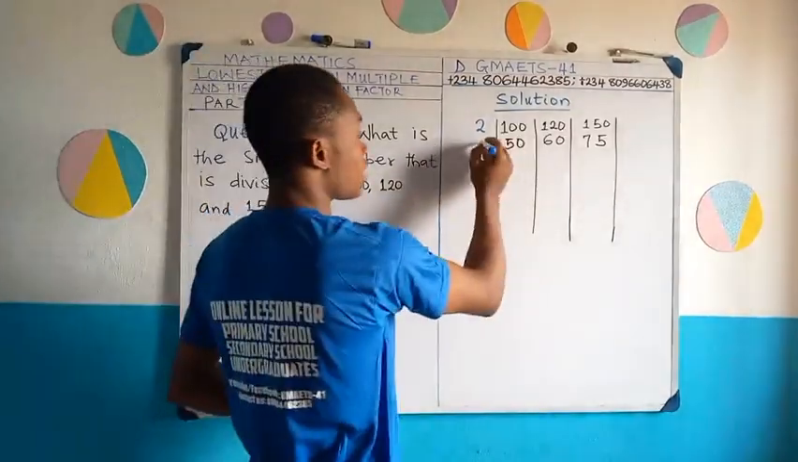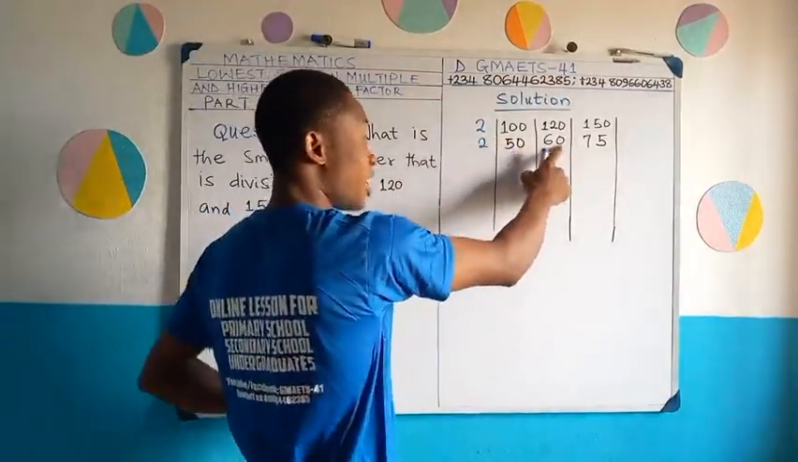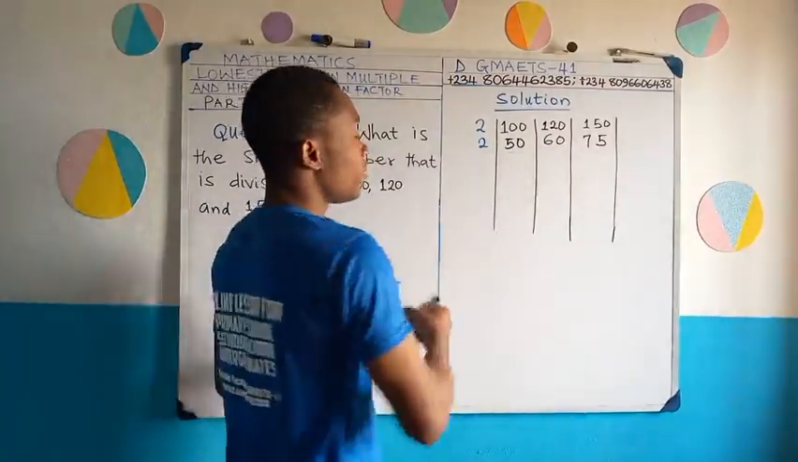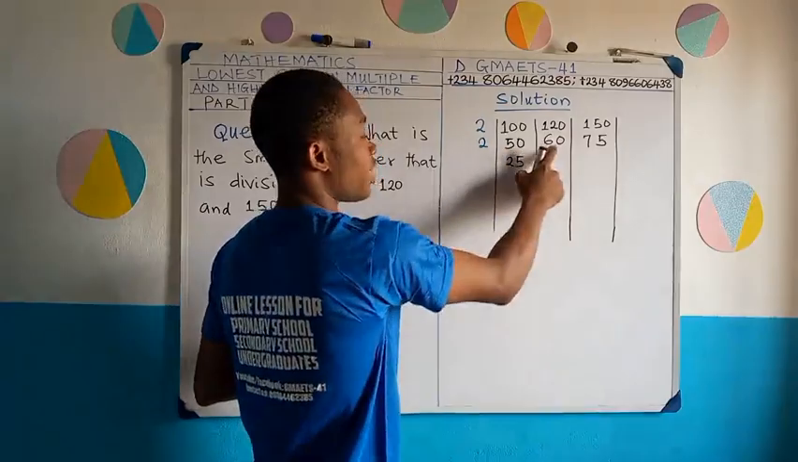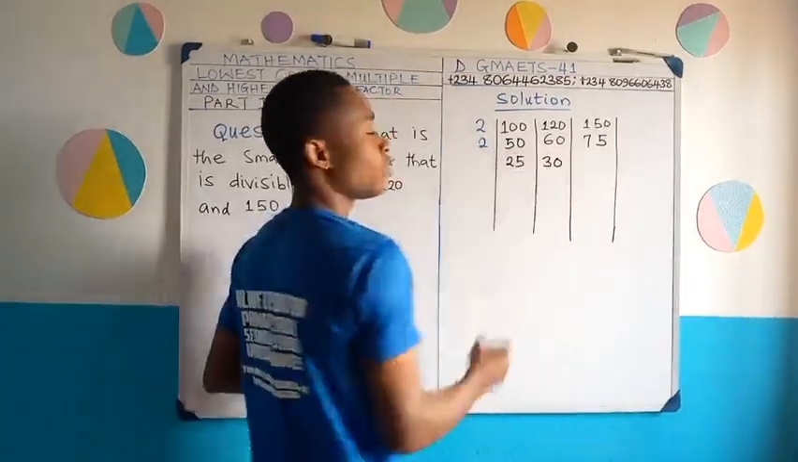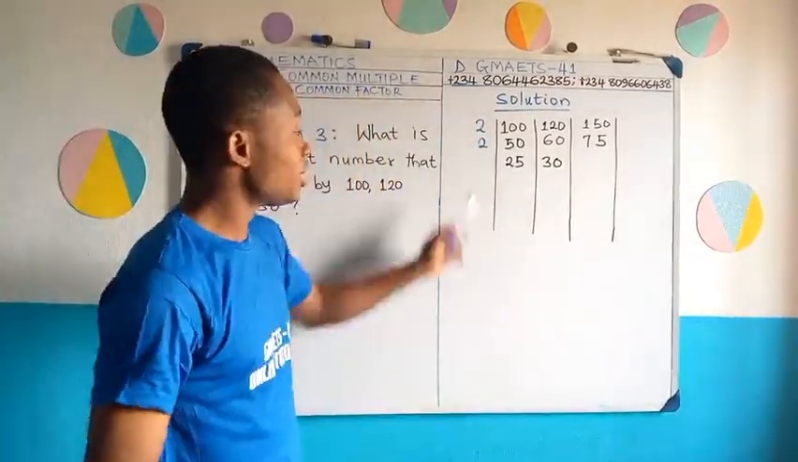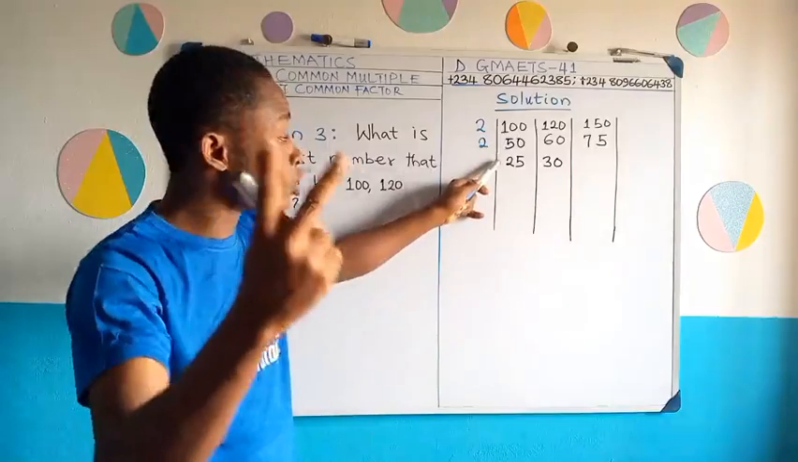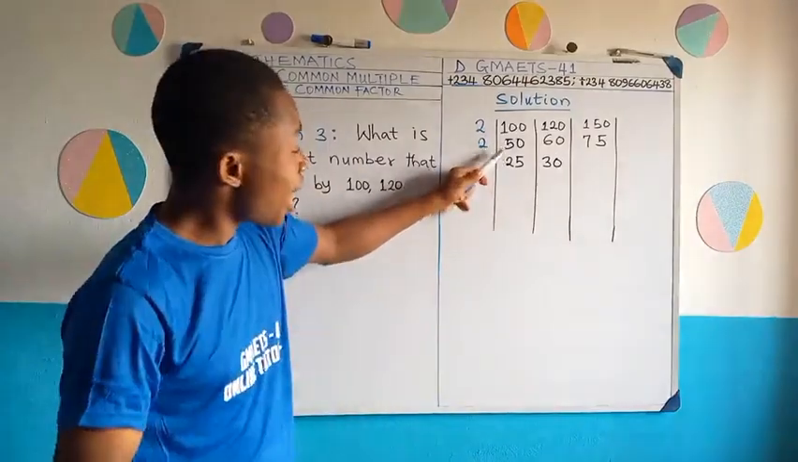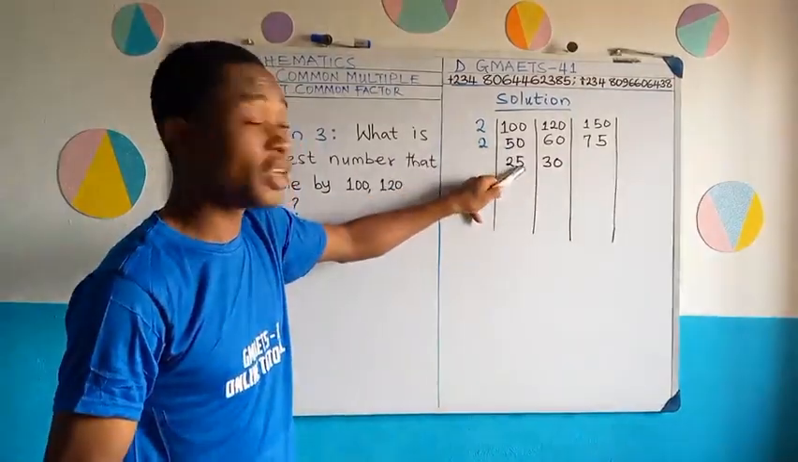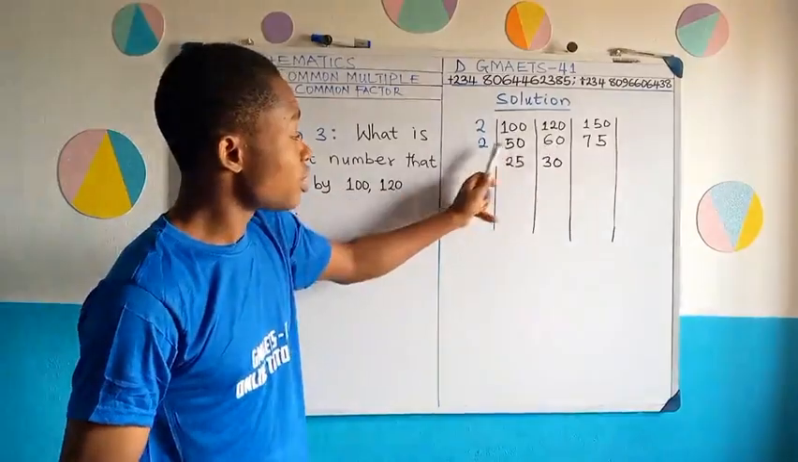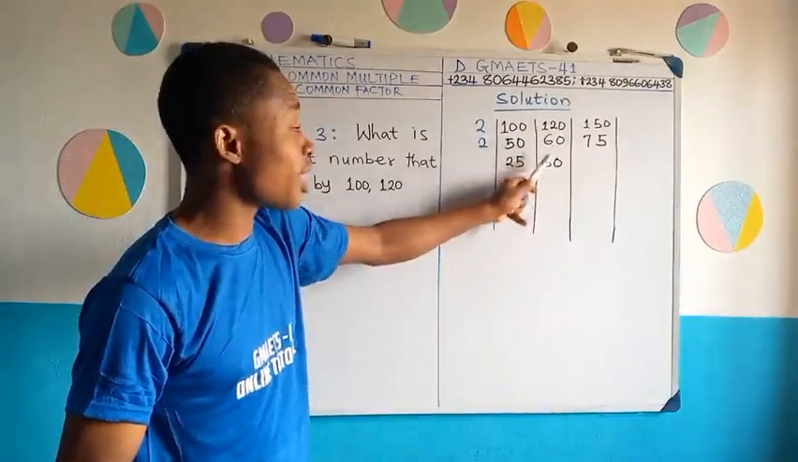From what I'm seeing, 2 can still divide because this digit ends in 0, this one ends in 0, so 2 can still divide. If 2 divides 50, we'll get 25. If 2 divides 60, we'll get 30. Can still do short division like I said. If 2 divides 5, it will be 2 times, remainder 1. Attach the 1 to this 0, you get 10. 2 divides 10 gives you 5. This is 60. 2 can divide 6, here you get 3.